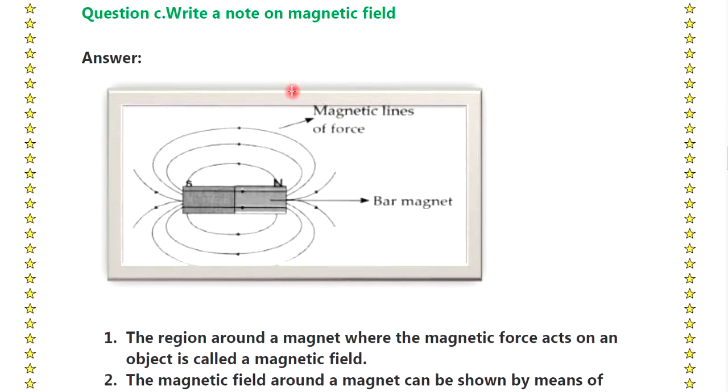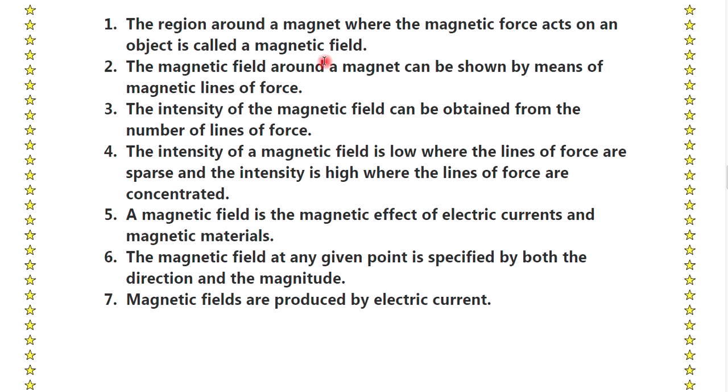See the diagram of magnetic field. This is called the magnetic lines of force and this is a bar magnet. Answer: the region around a magnet where the magnetic force acts on an object is called a magnetic field. Second point, the magnetic field around a magnet can be shown by means of the magnetic lines of force. Third point, the intensity of the magnetic field can be obtained from the number of lines of force.